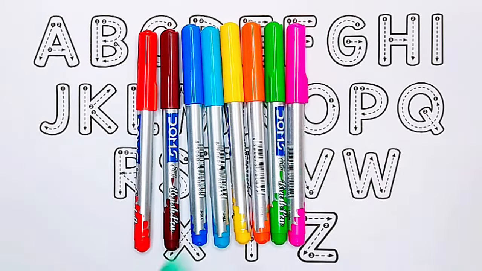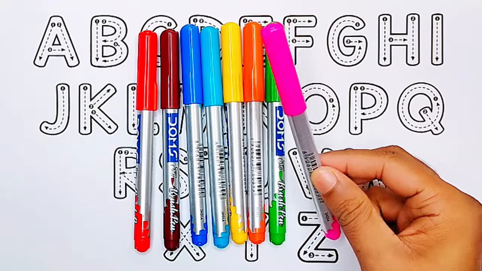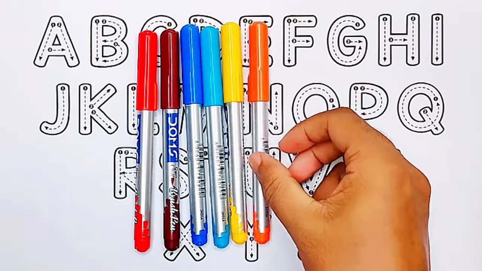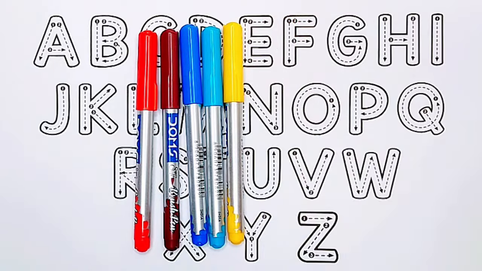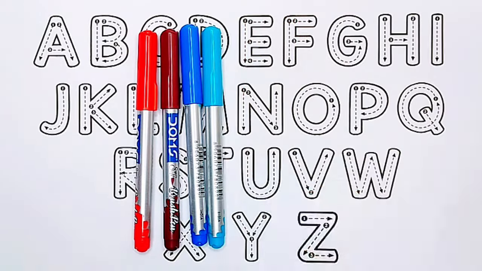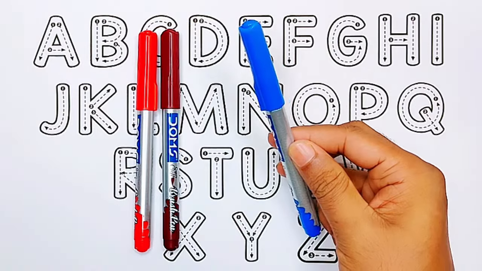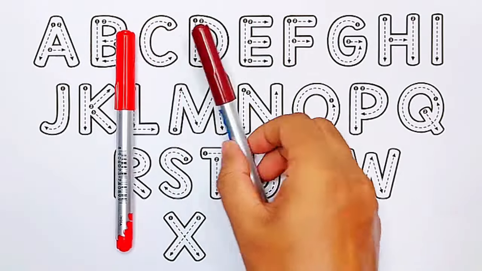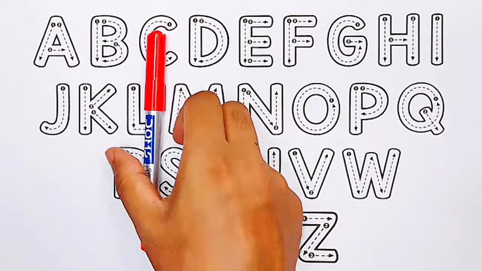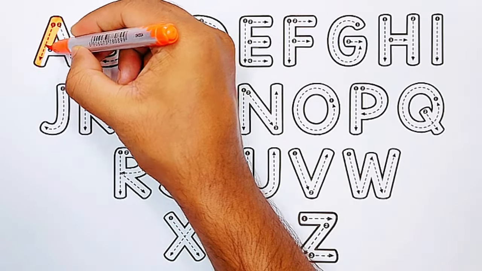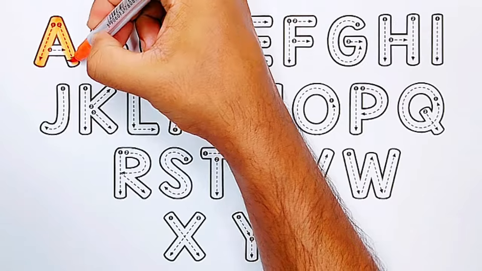C. Green color, pink color, green color, orange color, yellow color, sky blue color, blue color, brown color, red color. A for avocado, A for avocado.